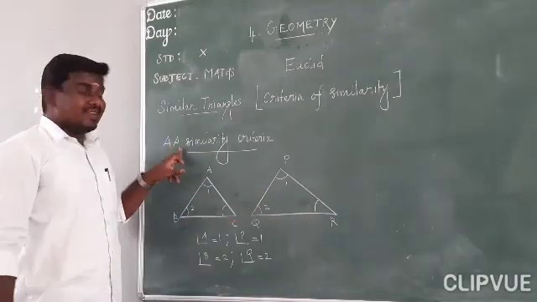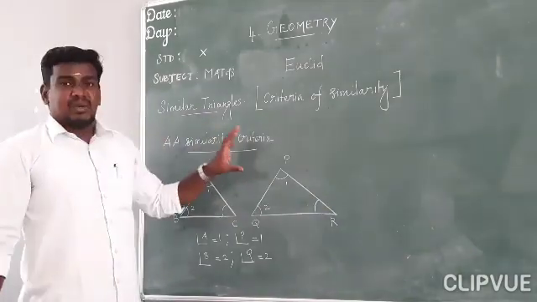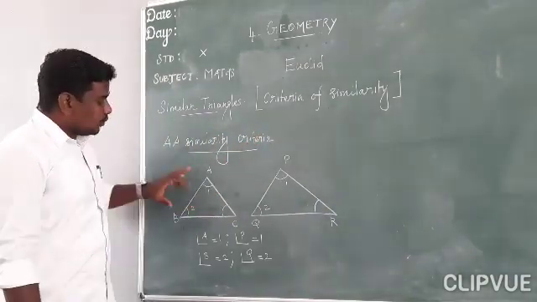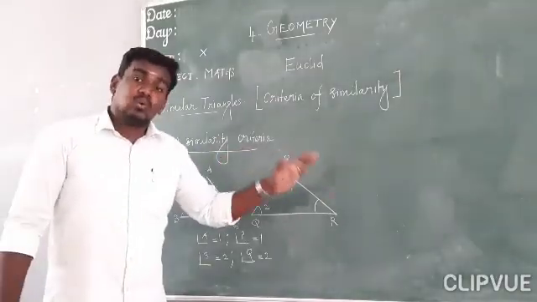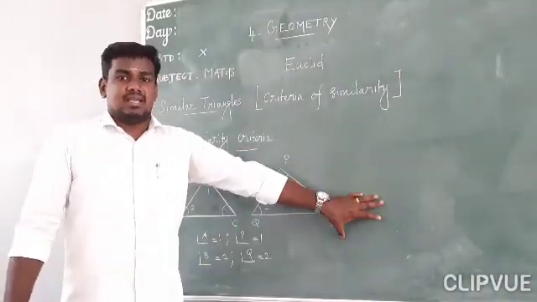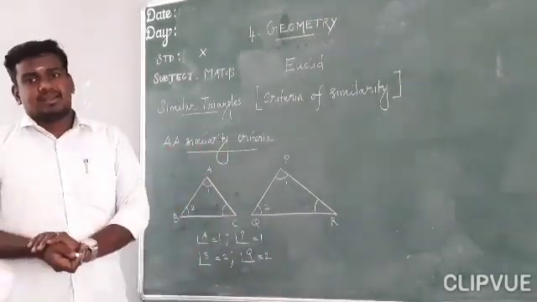So if two angles are equal, the third one must be equal. Okay, that is the angle similarity criteria. So if two angles of one triangle are respectively equal to two angles of another triangle, the third angle must be equal. This is the angle similarity criteria.